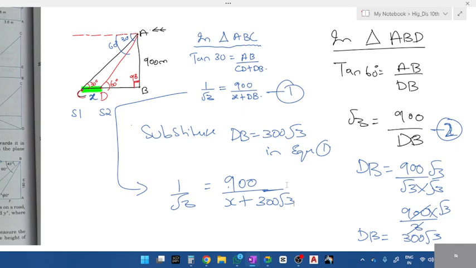Yes, students, done, completed? How long to do this? It's a simple question. Done till here. This calculation part I'll teach. At least till here have you completed?